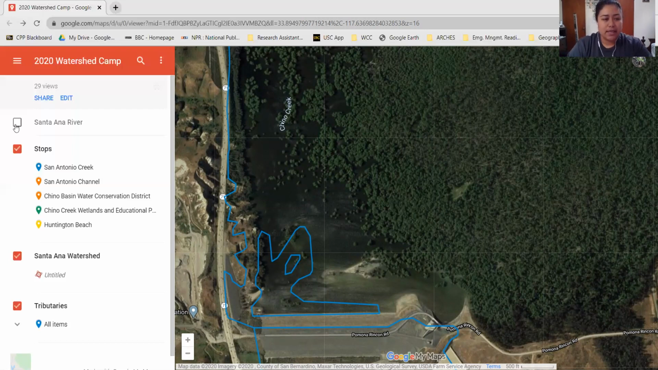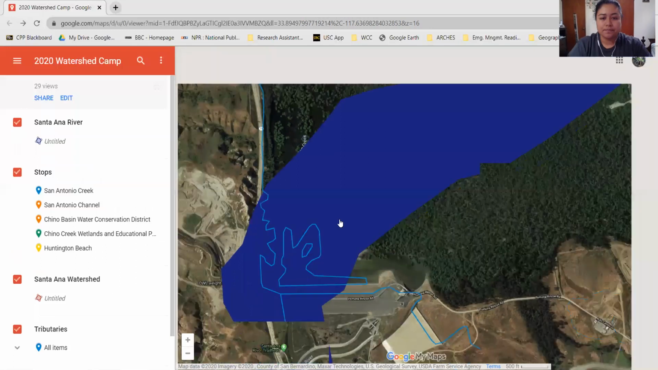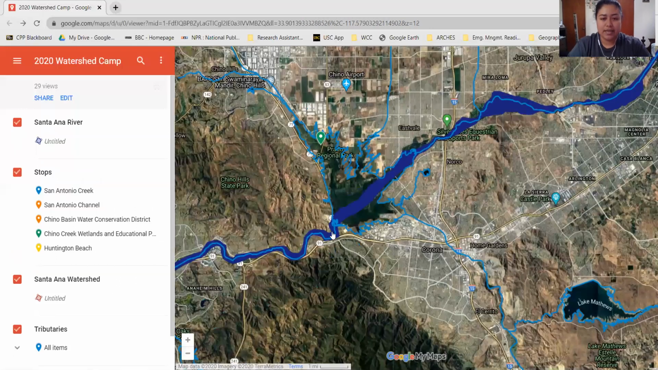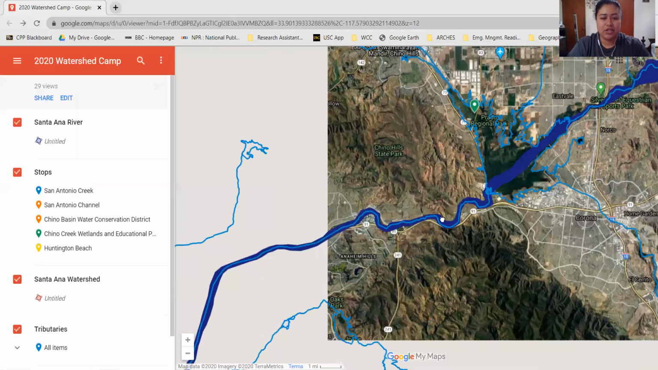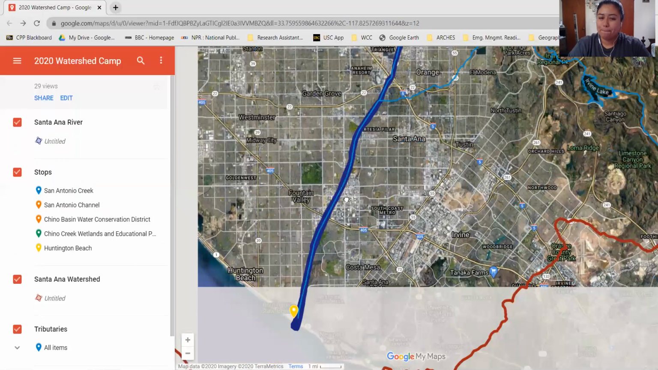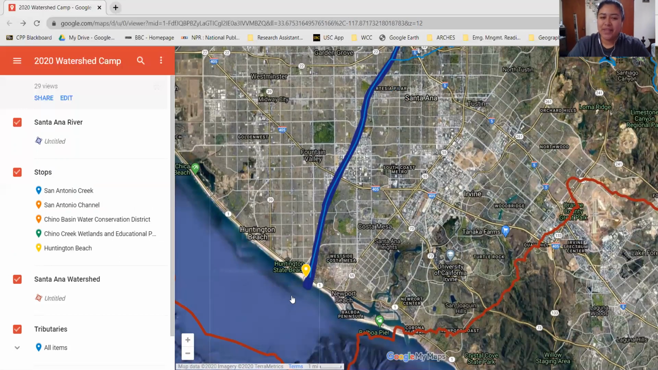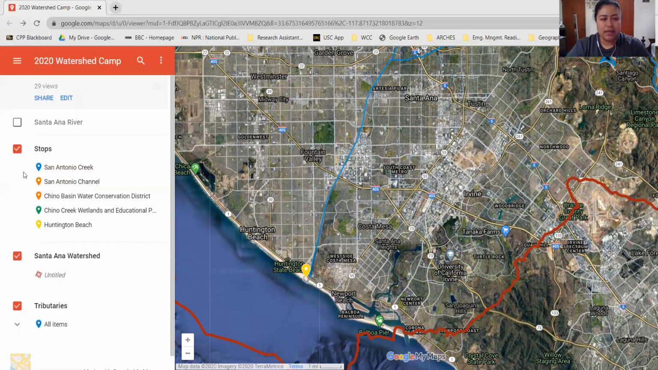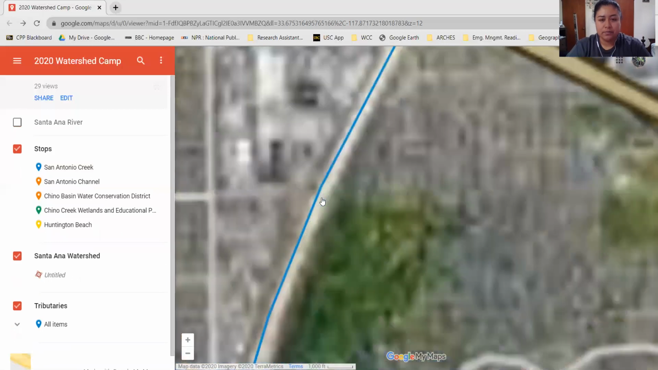So I'm going to turn on the Santa Ana River layer again. And we are going to follow the Santa Ana River to our final destination, which is, can you guess? Let's see, Huntington Beach. Now remember earlier I said that water in a watershed always wants to go to the lowest point in the watershed. In the Santa Ana River watershed, the lowest point is here at the ocean. So I'm going to take off this layer again for the Santa Ana River, and I'm going to zoom in on the channel.